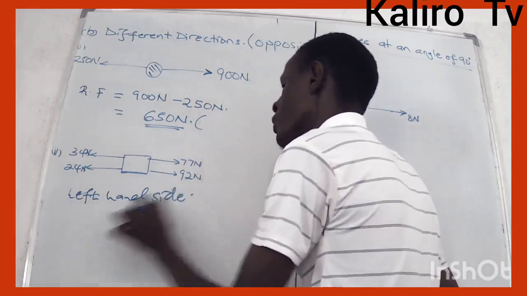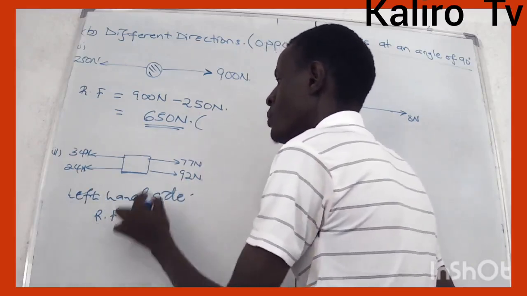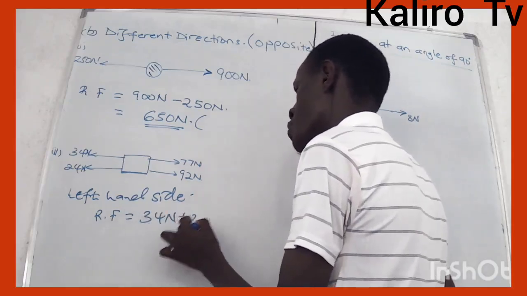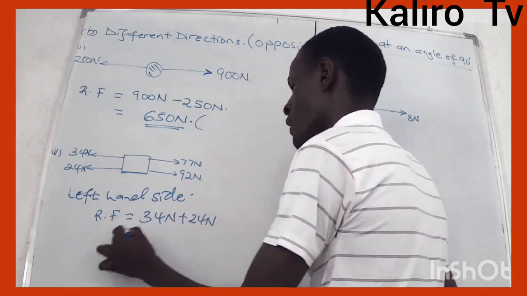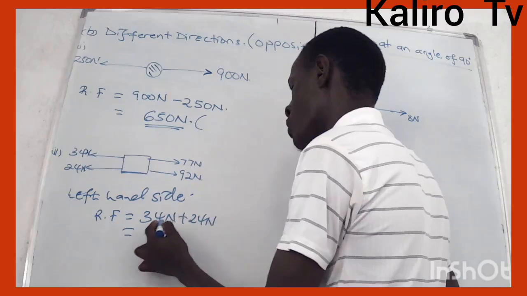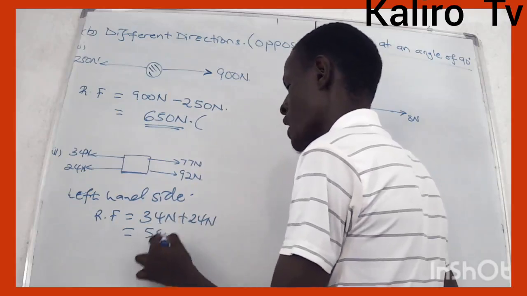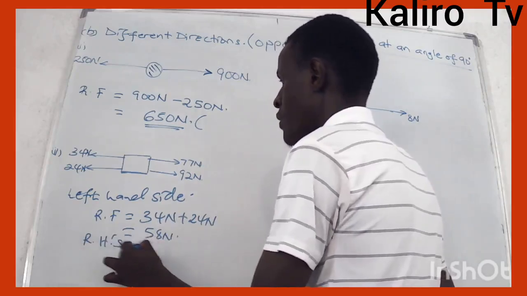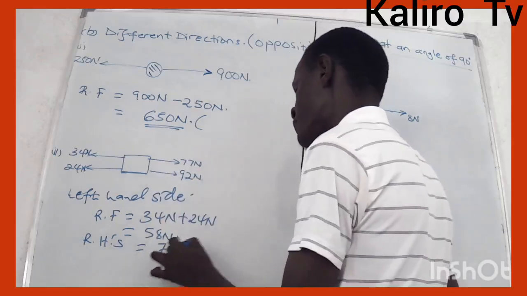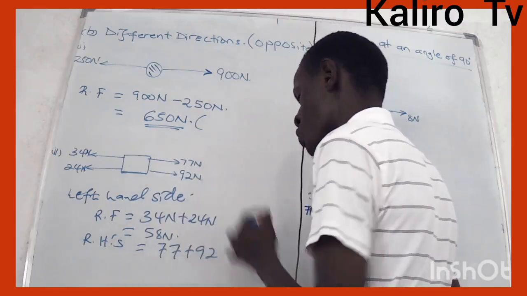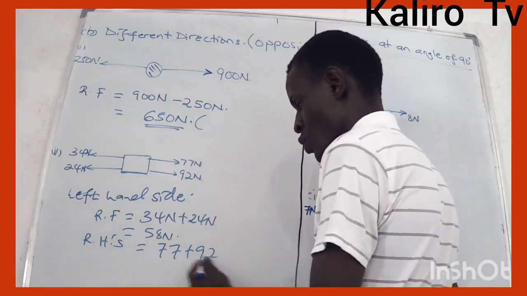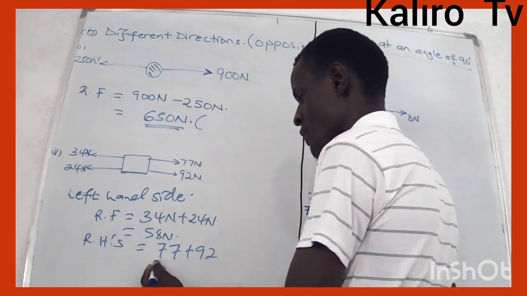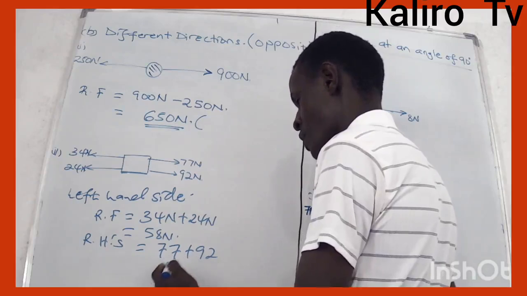Left hand side will be our F, 34 newtons plus 24 newtons. Giving us what? 4 and 4 is 8, then the other one gives us 58 newtons. Right hand side will give us 7 plus 92. So 2 and 7 is a 9.